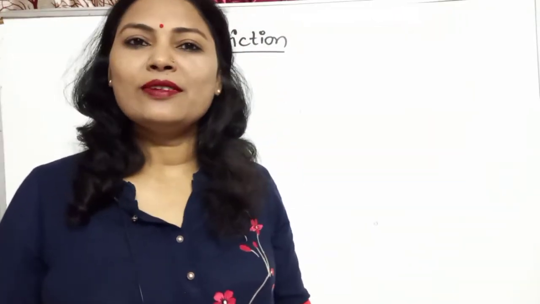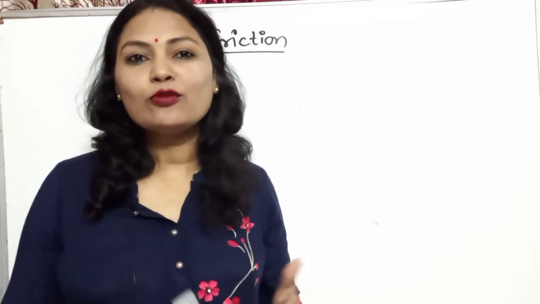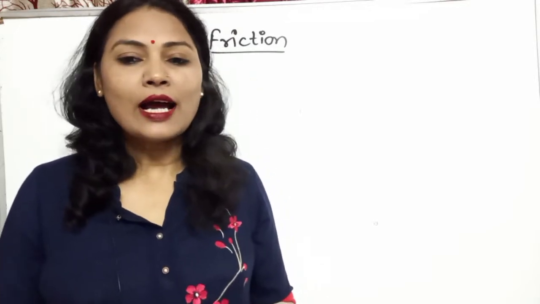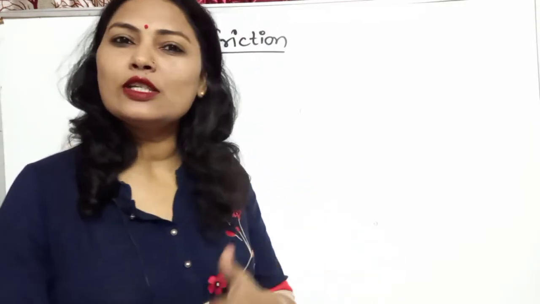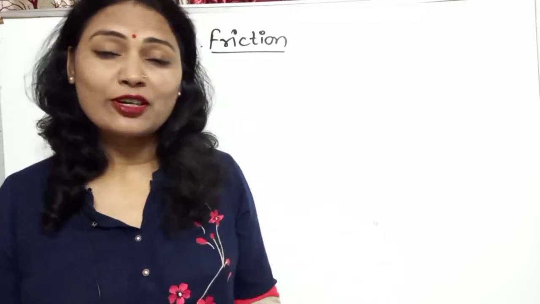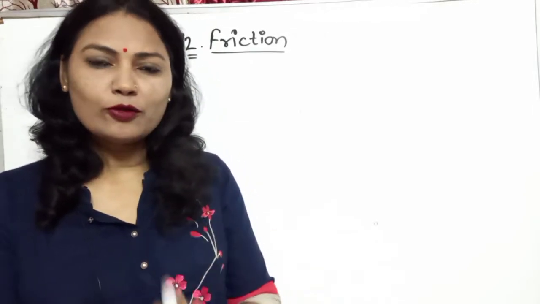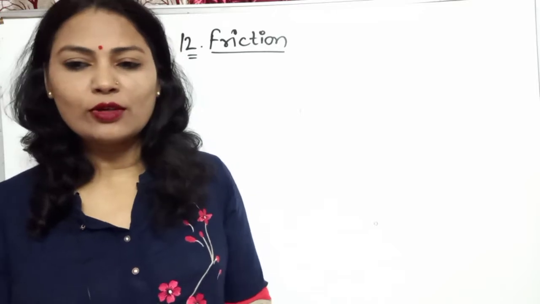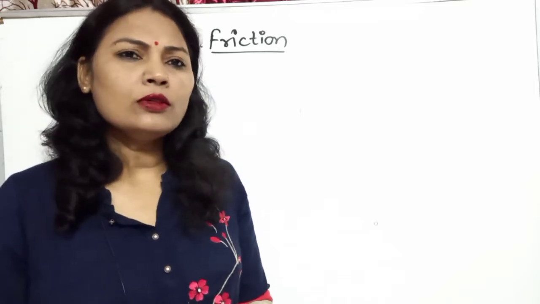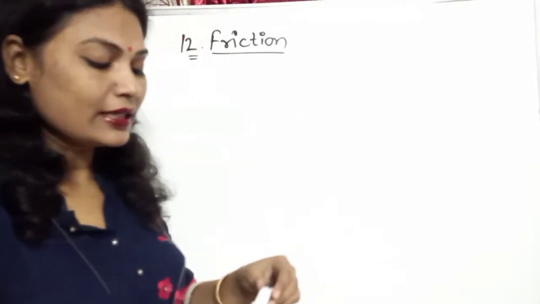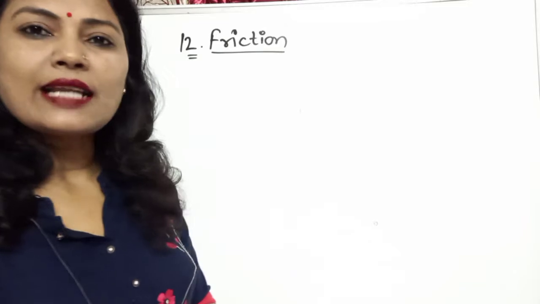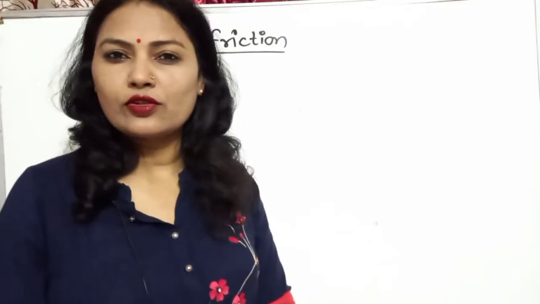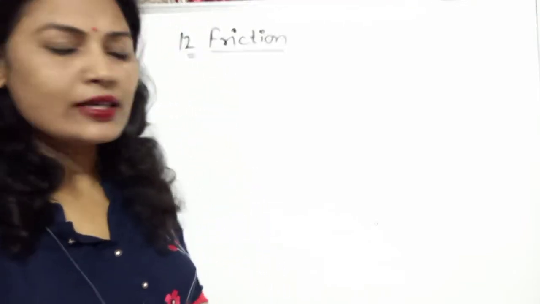Now I would like to explain the next chapter, that is friction. You know what friction is, as I told you: the force that opposes the motion of an object is known as friction, or frictional force. So that force which opposes the motion of an object is known as friction. Okay. Now, what are the types of friction? The types of friction are static friction, sliding friction and rolling friction. Okay. So let us revise that friction.